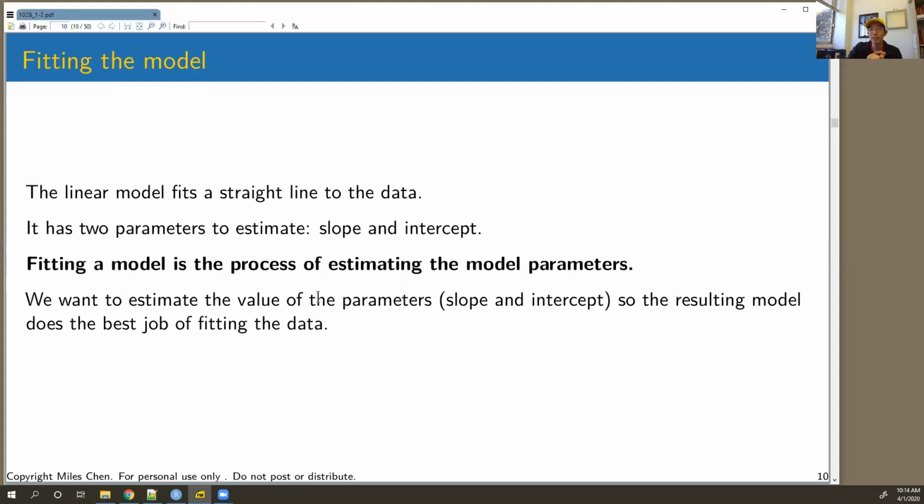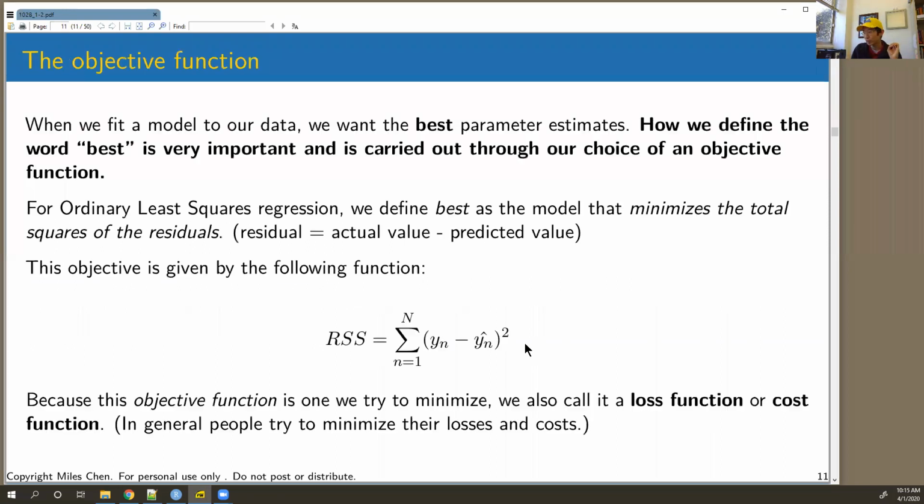You don't have a slope and intercept, you have weight 1, weight 2, weight 3. You have maybe 60 different parameters, 1,000 different parameters to estimate. But fitting a model is just estimating those parameters. There's nothing special about it. It's just figuring out what's the best slope and intercept to use, or in whatever model you're using, just some other values.